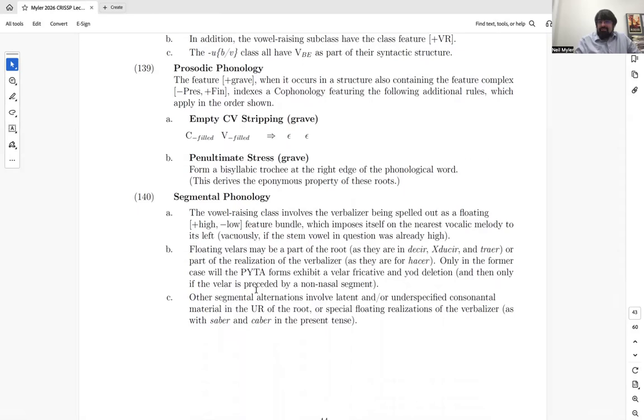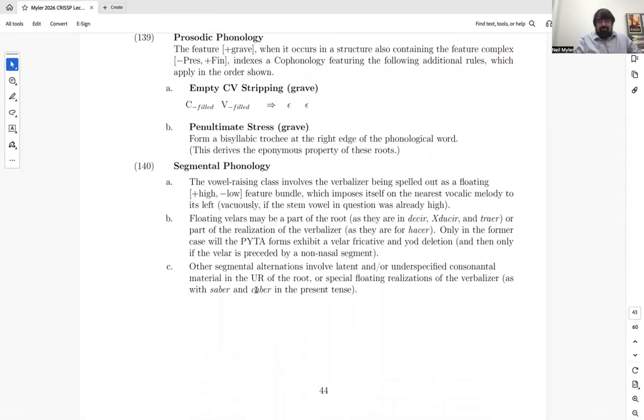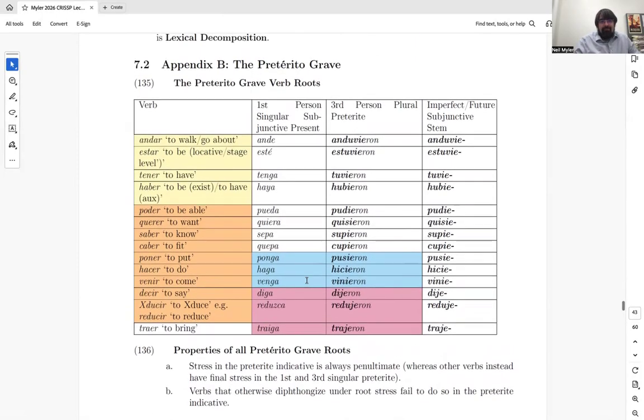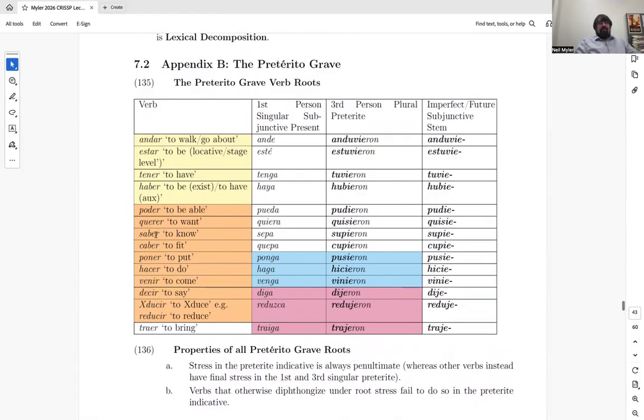There are other segmental alternations that you perhaps will have noticed in that table or that you'll know about if you know Spanish. Those all involve latent and/or underspecified consonantal material in the UR of the root or special floating realizations of the verbalizer, as with saber and caber in the present tense. So if I take you back to the table, here's saber, here's caber. So these verbs have a special mid-realization of their stem vowel in those forms where the vowel most immediately following them is plus back, right? So you get saber, but sepa.